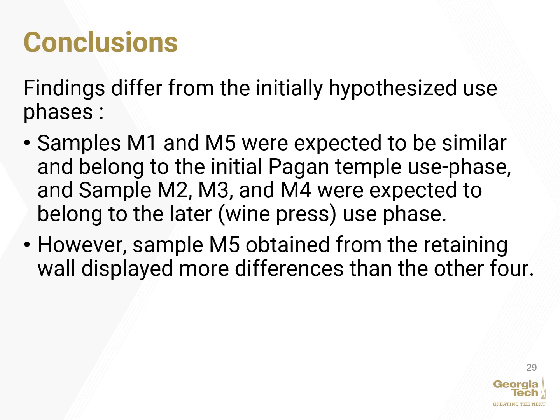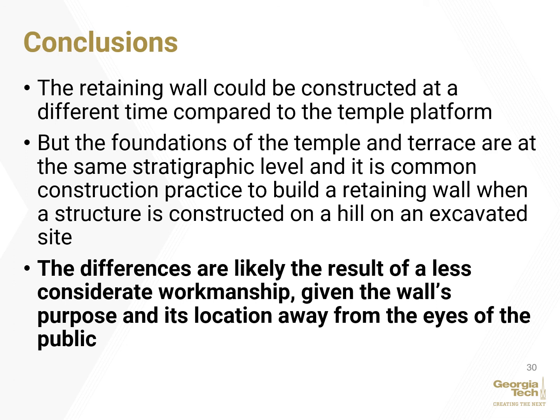However, the most different sample was M5 compared to the M4. So that could mean the retaining wall was constructed at a different time compared to the temple platform. But then the foundations of the temple and terrace are at the same stratigraphic level, and it's common construction practice to build a retaining wall when a structure is constructed on a hill on an excavated site. So the differences then are likely the result of a less considerate workmanship given the wall's purpose and its location away from the eyes of the public.